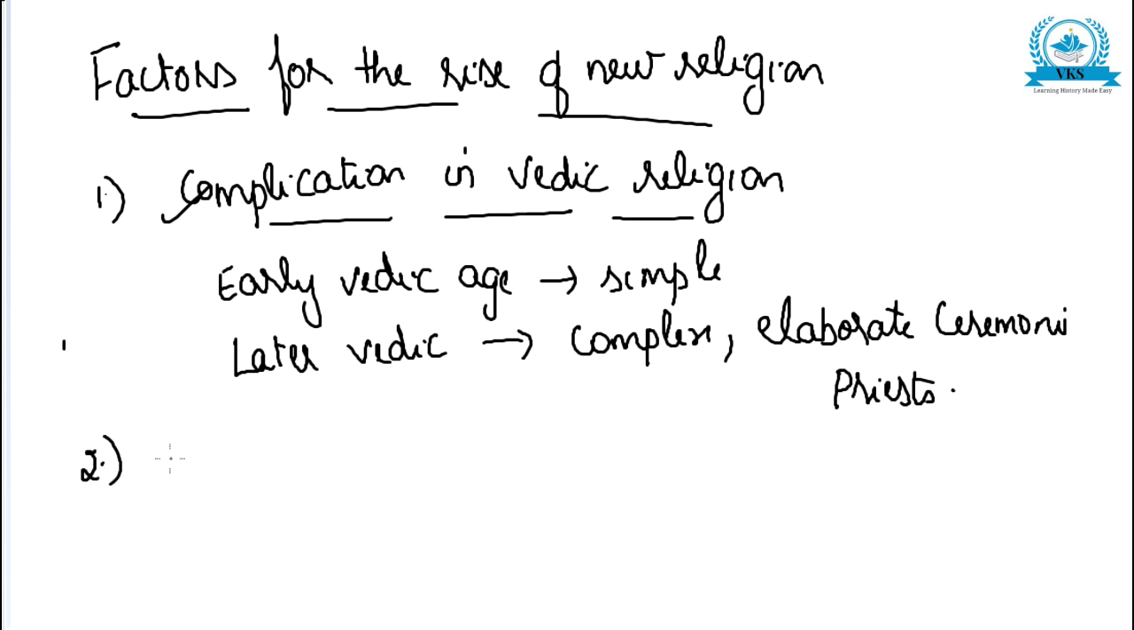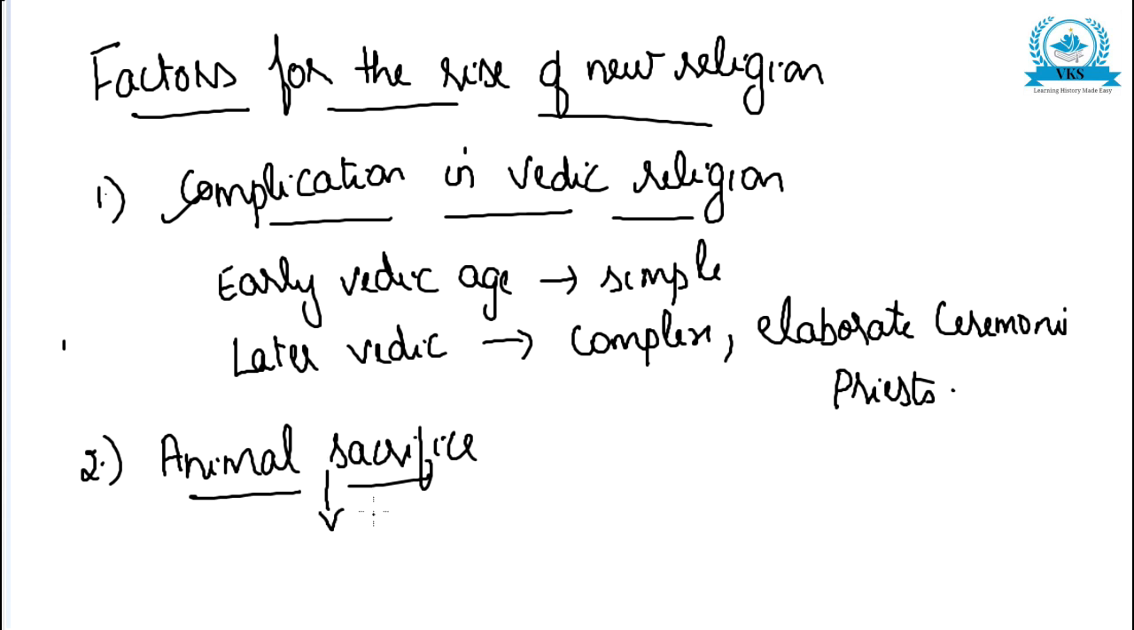Now the second factor for the rise of new religion was animal sacrifice. During the later Vedic age, in religion, animal sacrifice became prominent. And the problem with animal sacrifice was, first thing, it was very costly. And when it became very costly, people were not able to do it. And then people started losing faith in religion, because of this animal sacrifice or these violent things in religion.